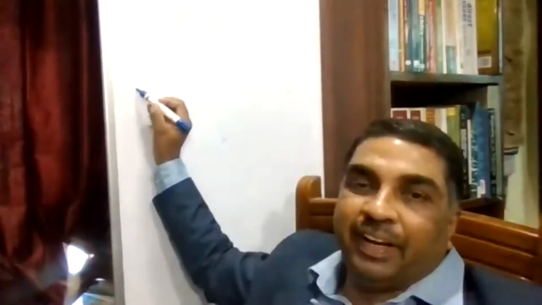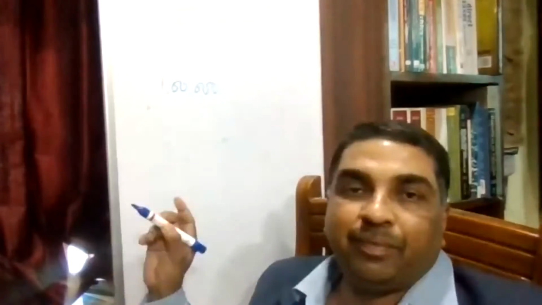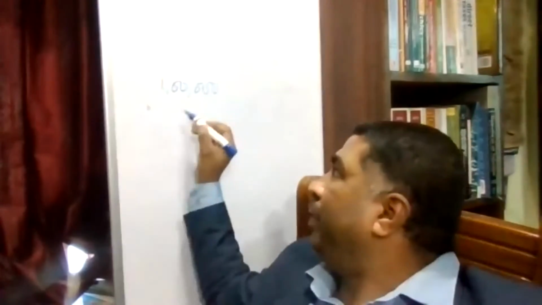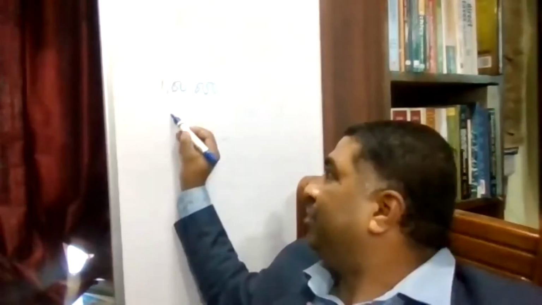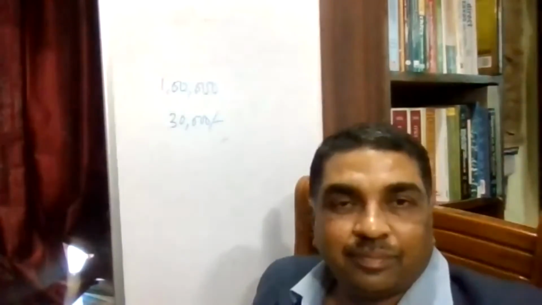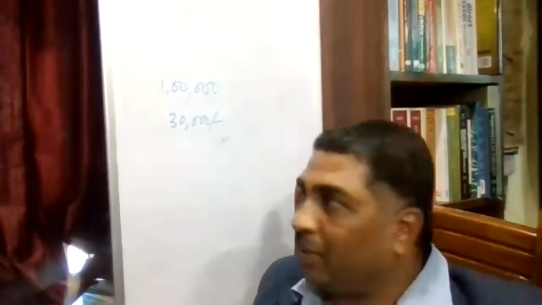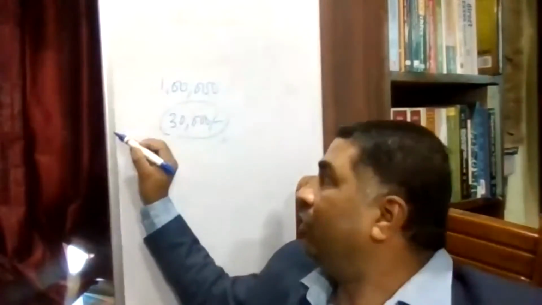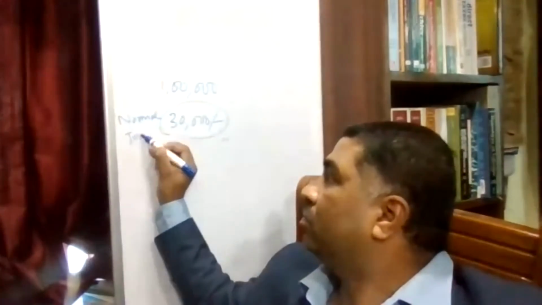Suppose your profit for income tax purpose is 1 lakh, and you are supposed to pay 30% on that. That means 30,000 rupees tax you are supposed to pay. Income tax profit is 1 lakh, you are paying 30%, 30,000 tax. This is your normal tax. I call it the normal tax.